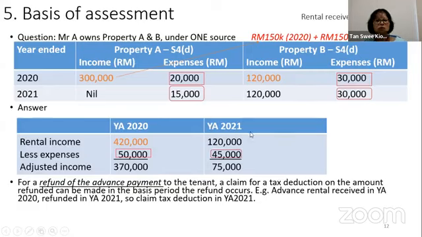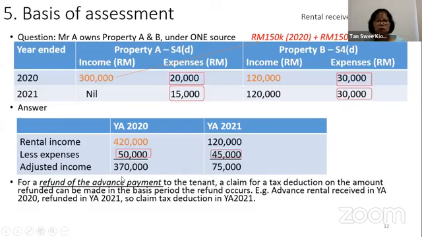For year 2021, this income only, rental income 120,000, less expenses 15,000 plus this 30,000. Because we got this property B rental income to offset these expenses. So just offset directly, then you got the adjusted income 75,000. No need, like the previous example, to do the amendment. So just same source of income, you can group together then offset it.